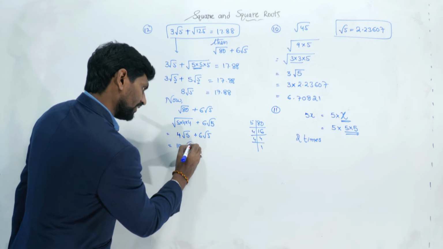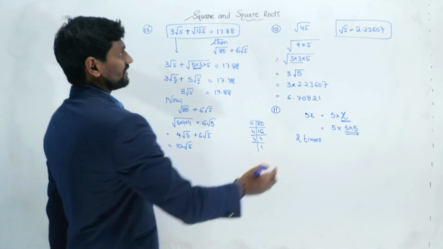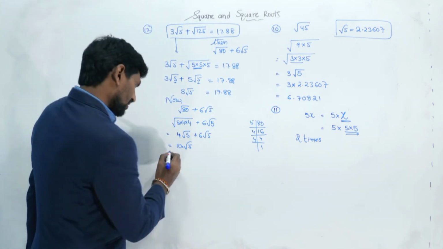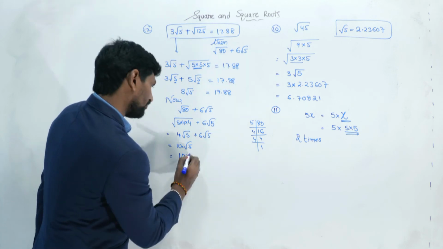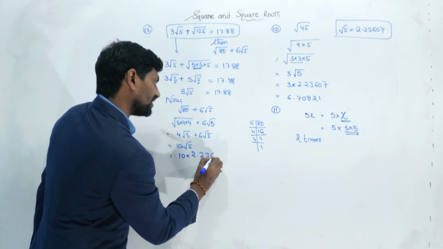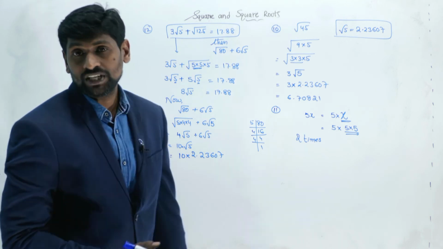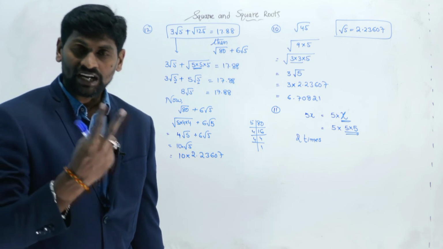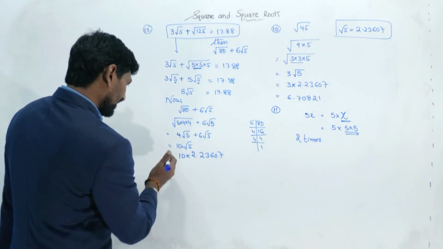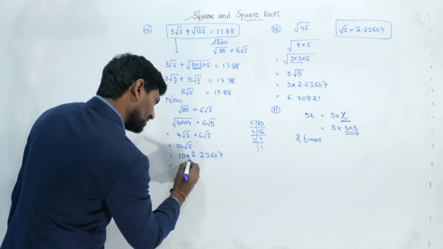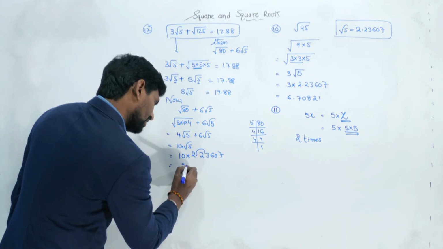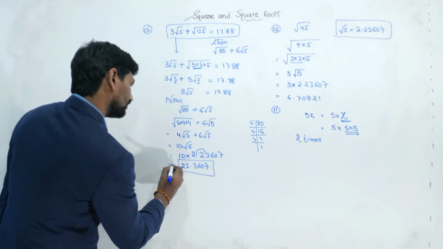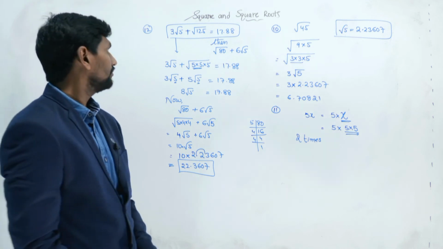10 into root 5. If you know the root 5 value, 2.23607, we can just multiply with that. So 10 into the root 5 value, which we know from the previous problem, 2.23607. If any decimal number is multiplied by 10, the decimal point moves right one place. 100 means it moves right 2 places. Here it is 10, so it will move one place to the right. So the point will come here. 22.3607 is our required answer. Okay? Check.